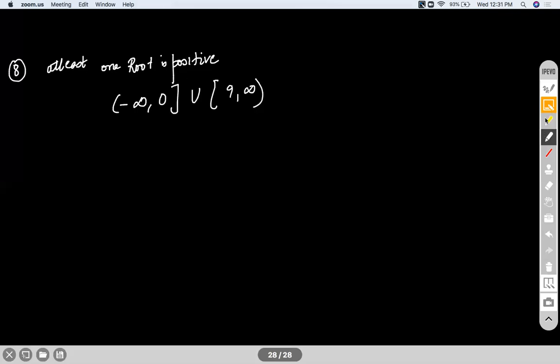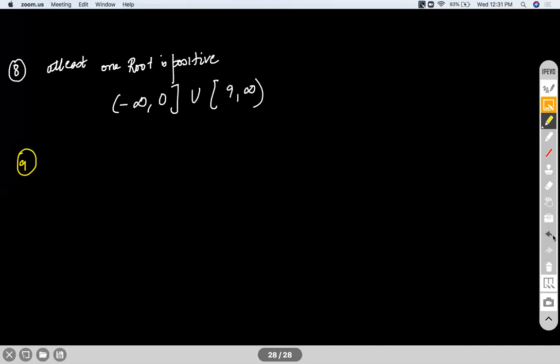Awesome. Next one. Thank you, sir. One root is positive. If they ask one is positive, we don't take the sign of zero, right? Like, at least one root is positive. The thing may be zero at 9, right, if you consider open interval.